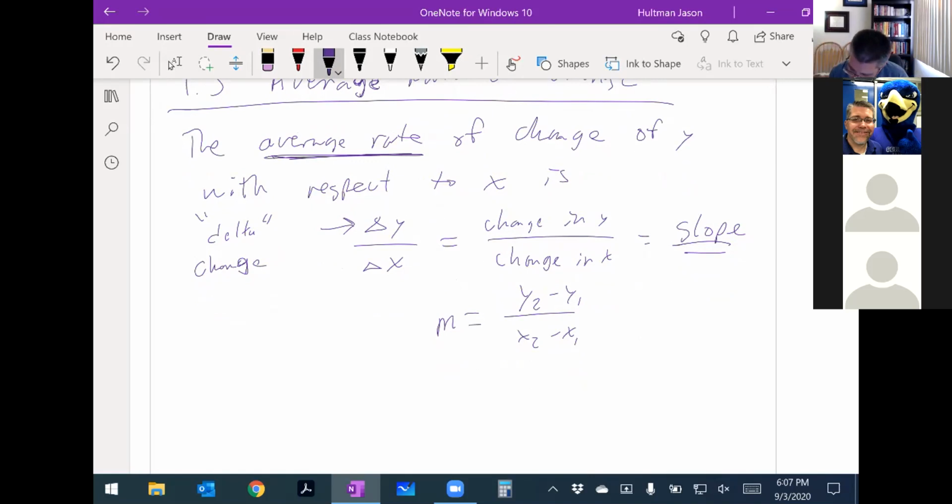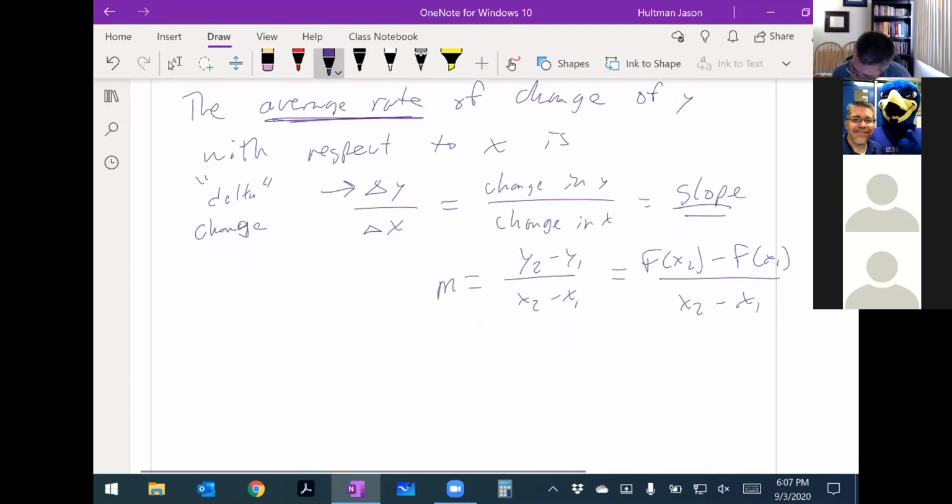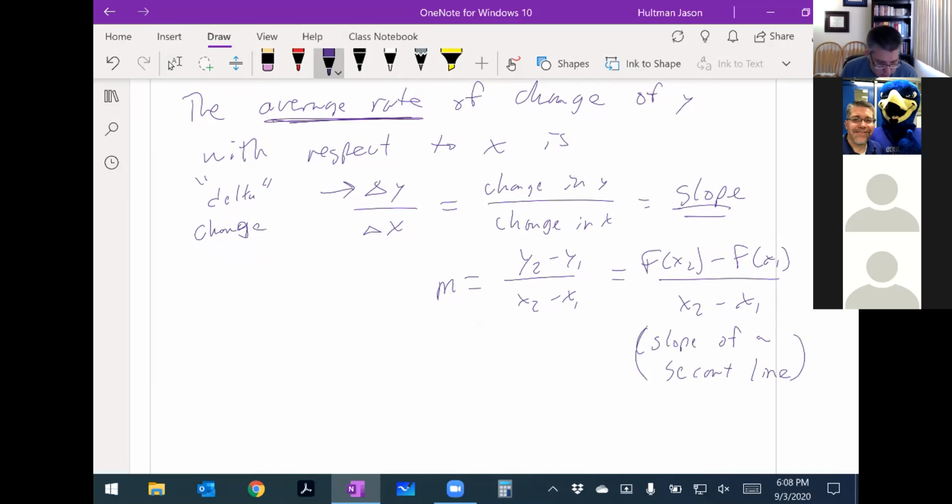So that's slope. We could also think of this as f of x2 minus f of x1 all over x2 minus x1. This is called the slope of a secant line. We'll get to what that means in a little bit. I'll draw a picture of this.